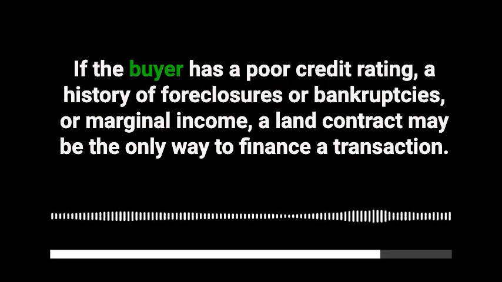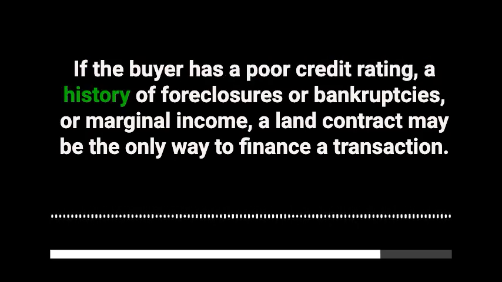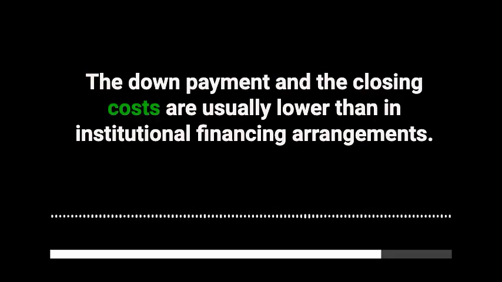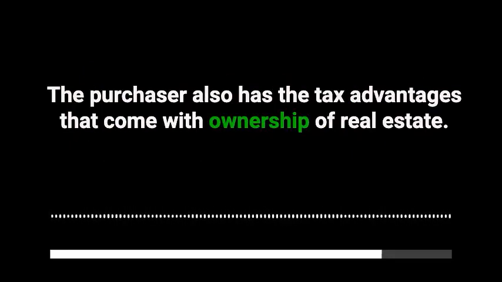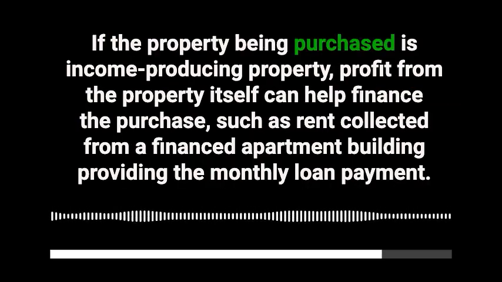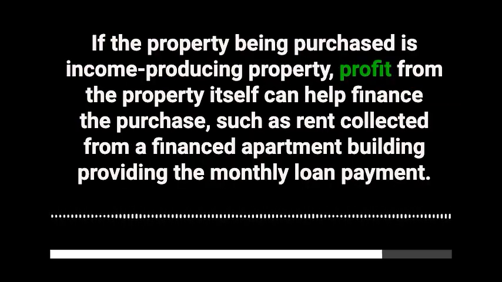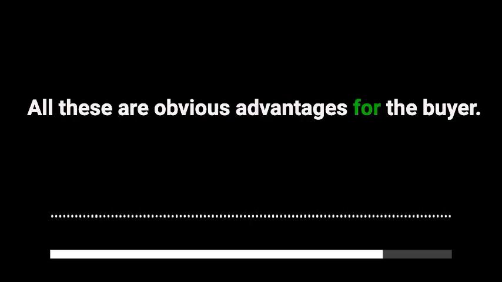For the buyer, if the buyer has a poor credit rating, a history of foreclosures or bankruptcies, or marginal income, a land contract may be the only way to finance a transaction. The down payment and the closing costs are usually lower than in institutional financing arrangements. The purchaser also has the tax advantages that come with ownership of real estate. If the property being purchased is income-producing property, profit from the property itself can help finance the purchase, such as rent collected from an apartment building providing the monthly loan payment. All these are obvious advantages for the buyer.